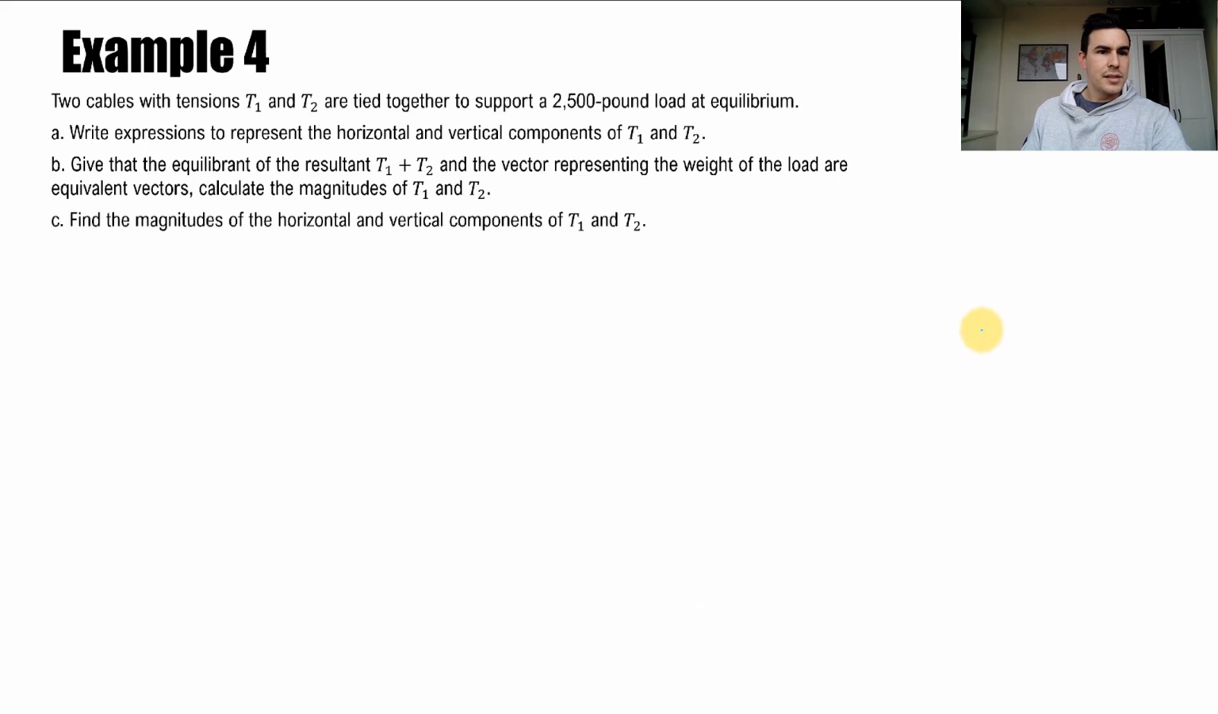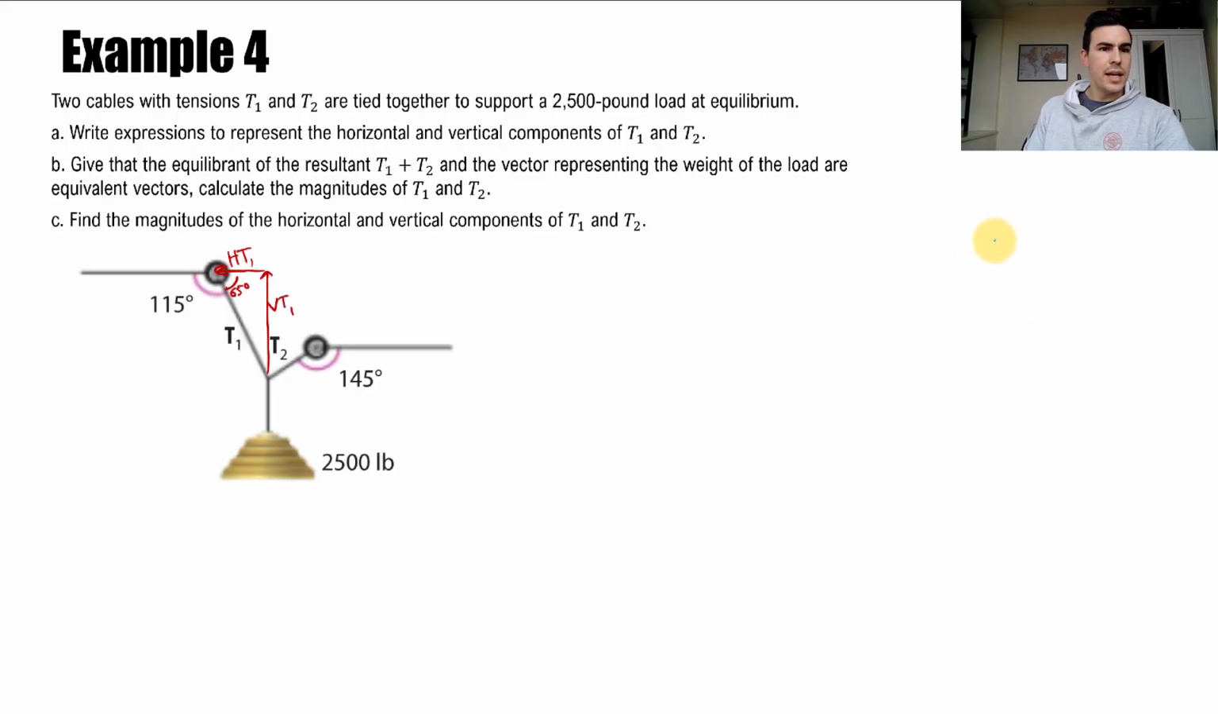All right, last example here, we're going to look at some tension. So this is some real world applicability. We have two cables, with tensions T1 and T2, and they're tied together to support this 2,500 pound load. So we've got this load here, 2,500 pounds.